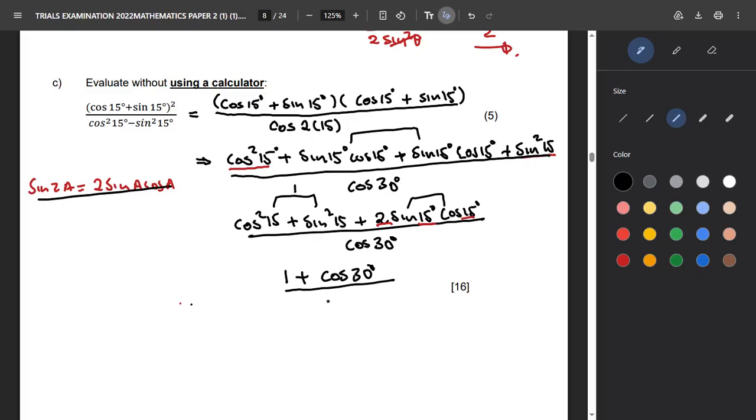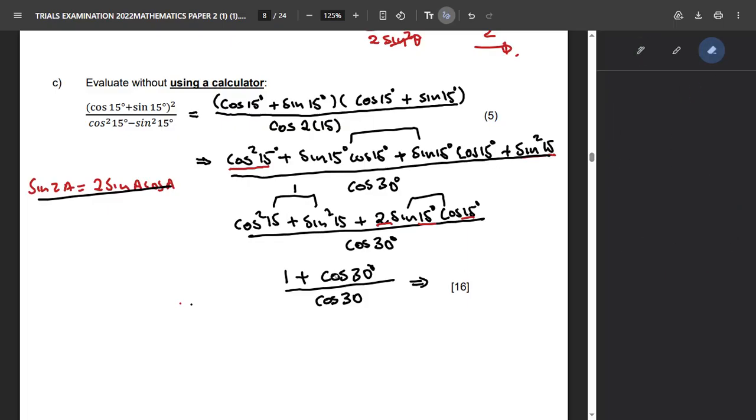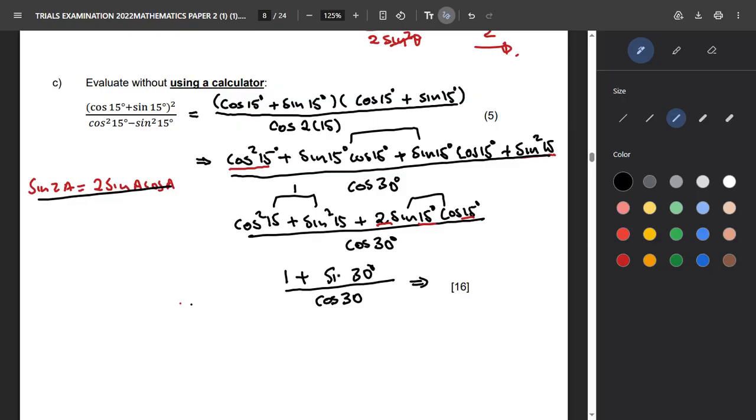And then everything is divided by the cos 30. And I think on the calculator, when you put cos 30, that's half, right? Wait, what is cos 30 on your calculator? Cos 30 is root 3 over 2. Okay, I think the mistake is here. This is sine 30, not cos. And what is the sine 30? So this will be 1 plus a half on top over the cos 30, that's root 3 over 2.